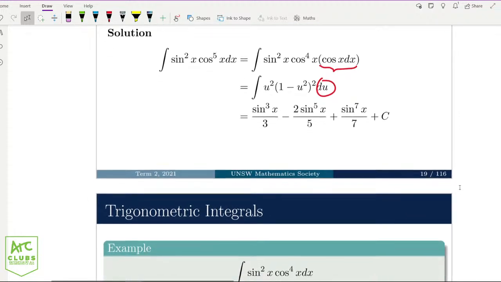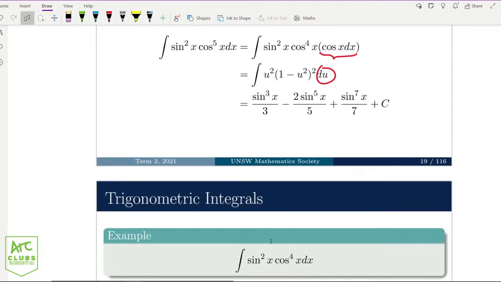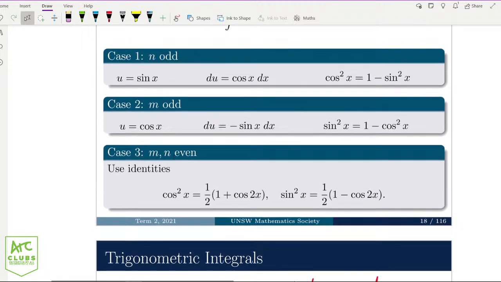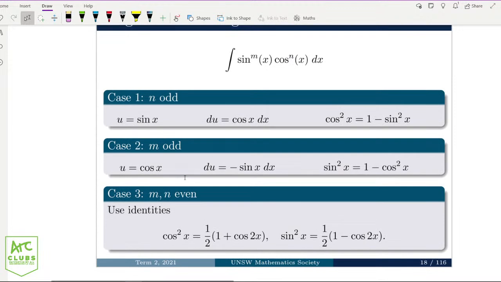All right, here is a second example where we have sin²x and cos⁴x. In this particular scenario, we know we are dealing with the third case where both m and n are even, right? So both sin x and cos x are even powers.